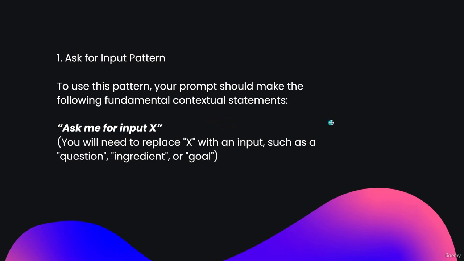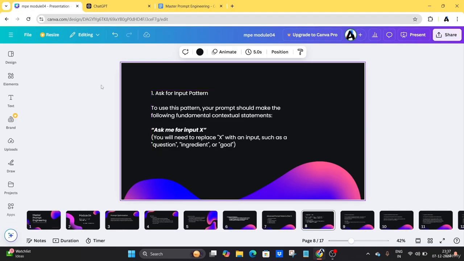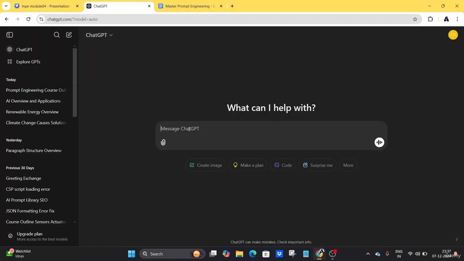Let's see this prompt pattern working by practically implementing it in ChatGPT, so let's dive into that. I am jumping into ChatGPT. Let's see what the ask for input pattern is about. I will describe a task to AI before we write the ask me for input X prompt pattern. For that, I will quickly copy one of my prompts and paste it here.